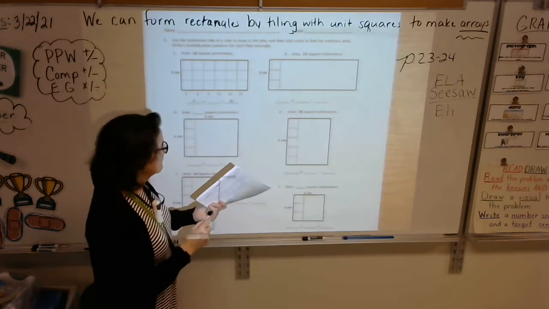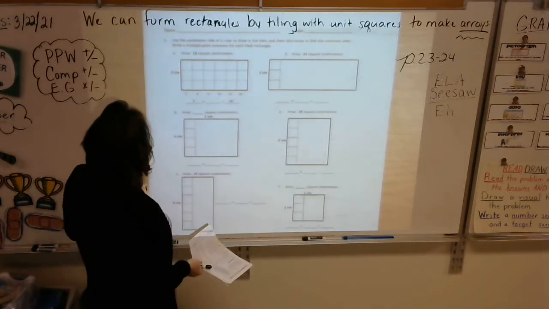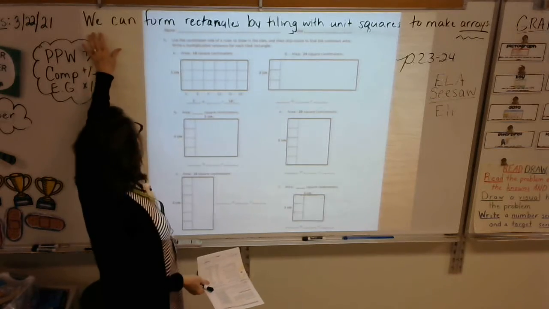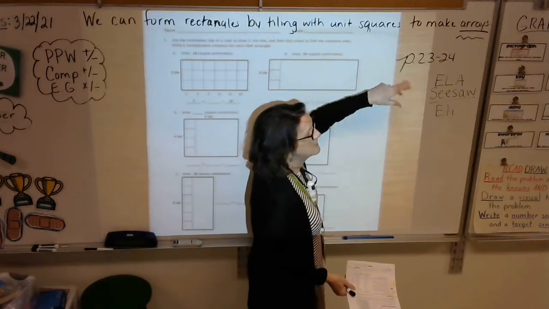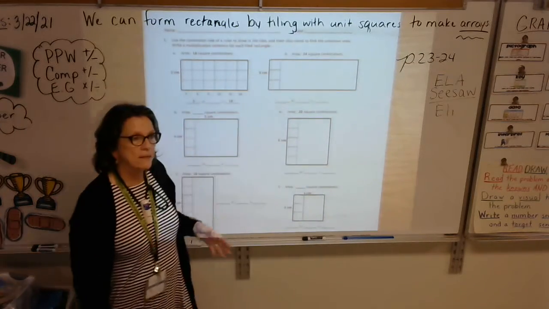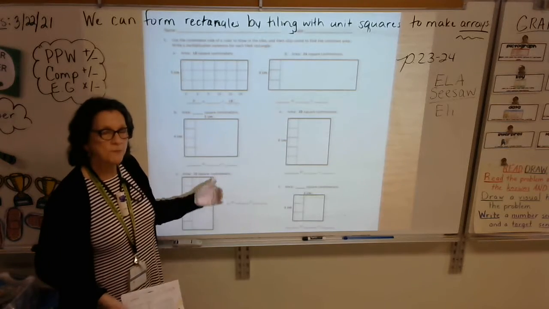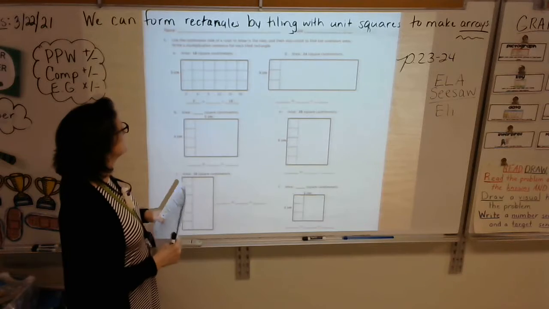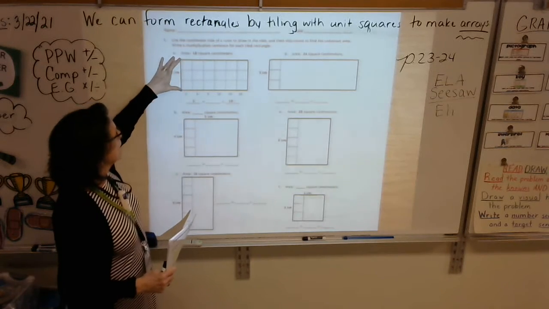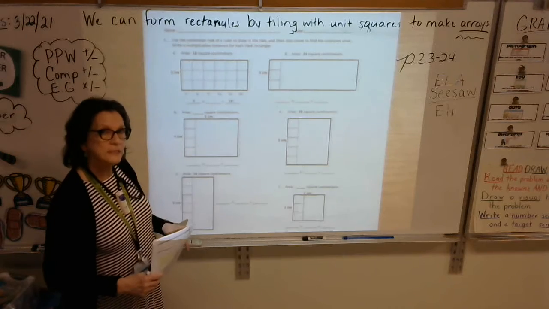Okay, so if we look at our learning target, if we think about our concept development, what we did yesterday, today's learning target is we can form rectangles by tiling with unit squares to make arrays. So that's exactly what we did yesterday. We tiled rectangles to make arrays. Remember, arrays are objects arranged in rows and columns. And when we make a rectangular array, we're making a rectangle, and we're using square units to make those.